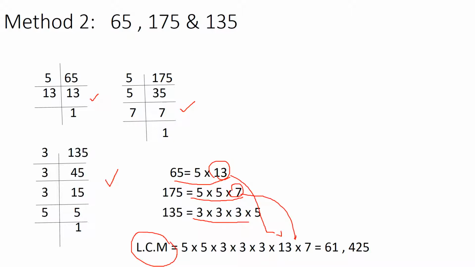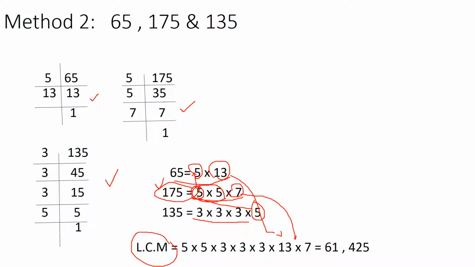Then we have 5 that is common in 175 and in 135 as well. But here we have this number one time in 135, two times in 175 and one time in 65. So we have to prefer the one that has more. So we are going to prefer 25 in 175, because no matter how many times the number is common, you have to choose the one that you have more of.